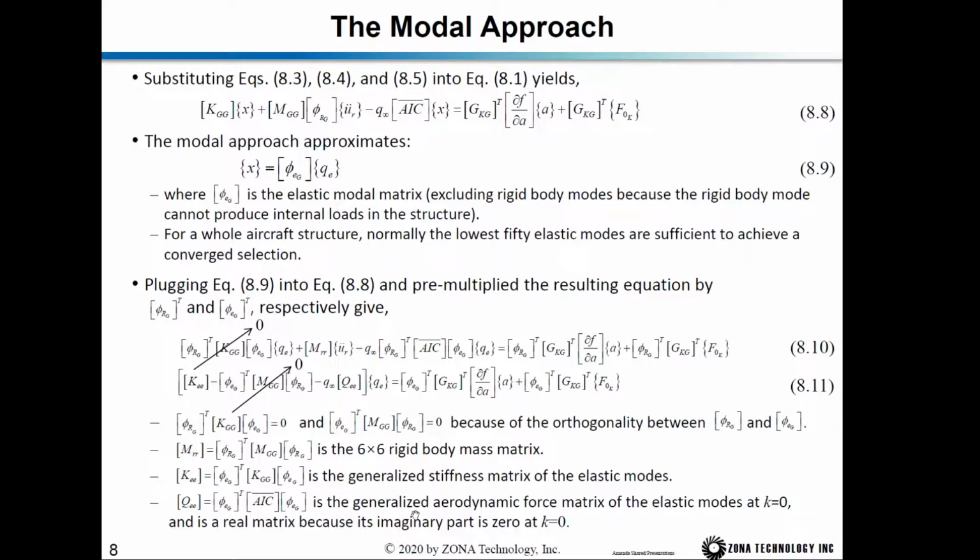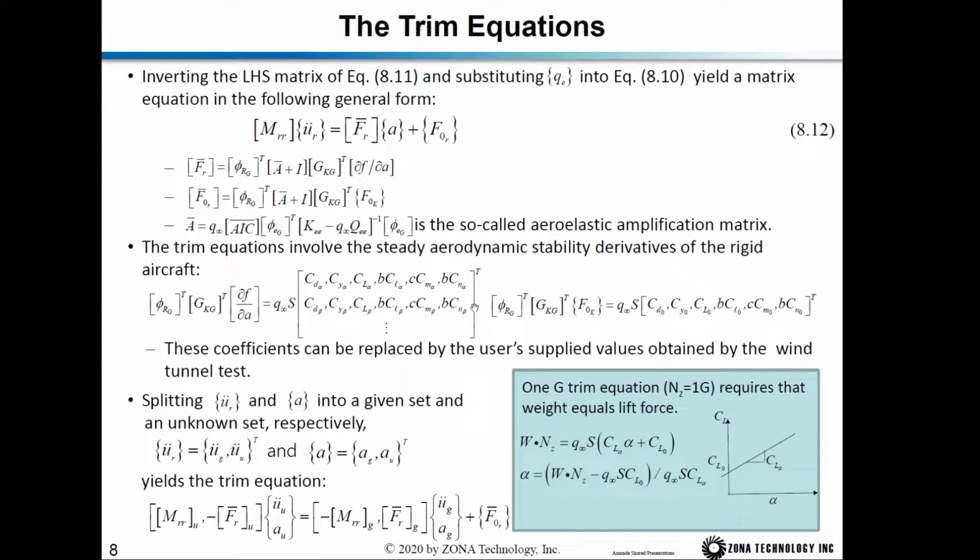KEE is the generalized stiffness matrix of the elastic mode. QEE is the generalized aerodynamic forces of the elastic mode at K equals 0. Because this is a static aeroelastic problem, we only need the AIC at K equals 0, and therefore its imaginary part is 0, so it's a real matrix.